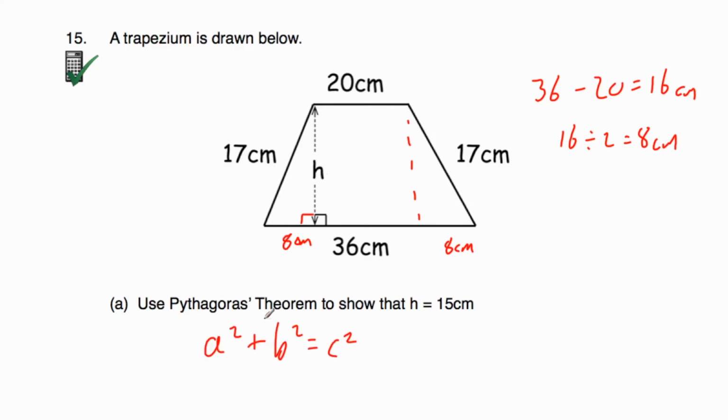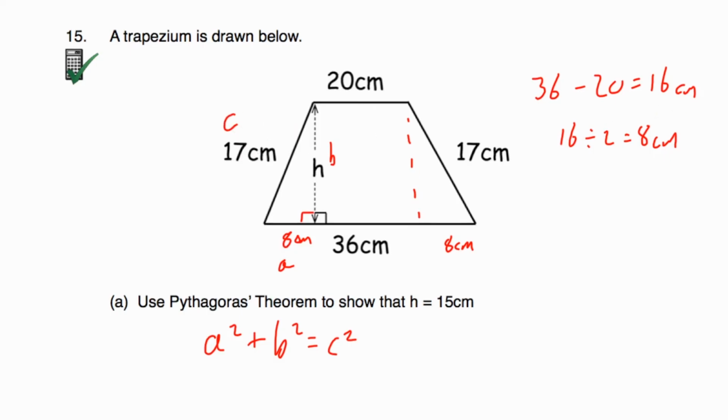So Pythagoras' theorem is a squared plus b squared equals c squared. Let's label our sides. a is the smallest, so that's going to be 8. b is going to be the next smallest, so one of the other shorter sides. It doesn't actually matter if you label those the other way around, but I tend to go for a and b, if I can put them in order. And then our longest side is going to be our hypotenuse, which is c.